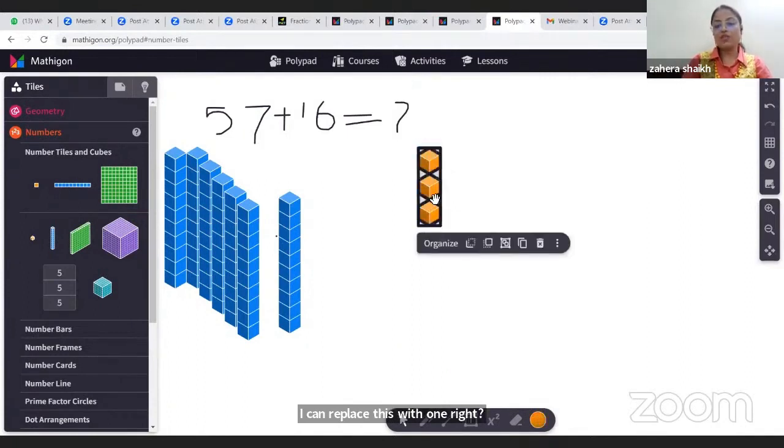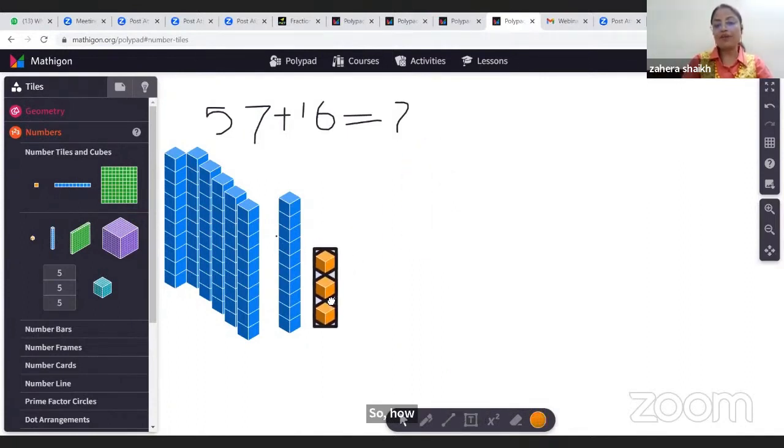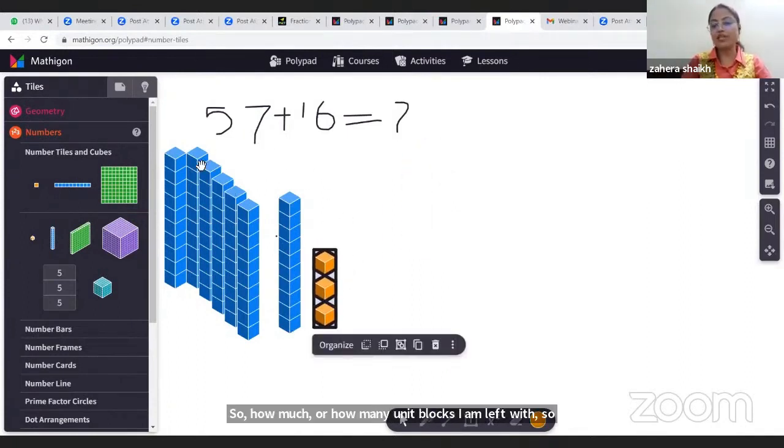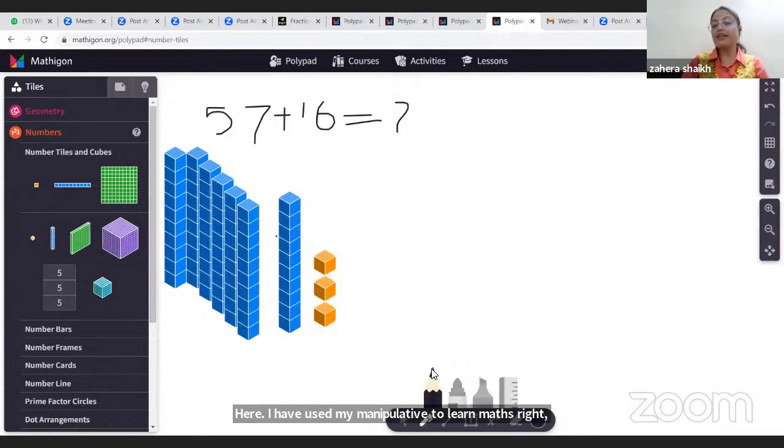So how many unit blocks am I left with? I can see visually, and I have used the understanding and the connection between the ones block and a tens block to solve this problem. Here I have used my manipulative to learn maths, right? And this I can represent to prove my understanding and to give the reason behind my calculation.